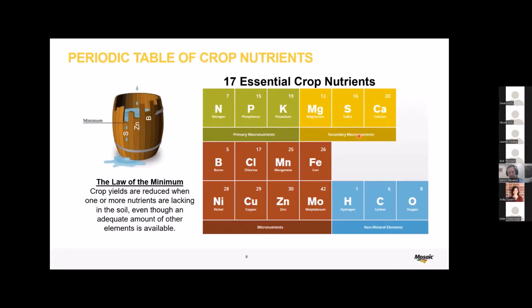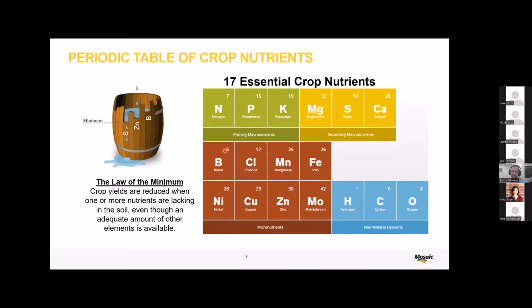So that's a step down from a primary macronutrient, and those consist of magnesium, sulfur, and calcium. And then finally, looking at micronutrients, essentially what we can provide in fertility. Those are things that we need in very small amounts.